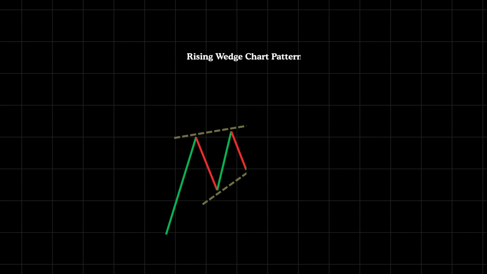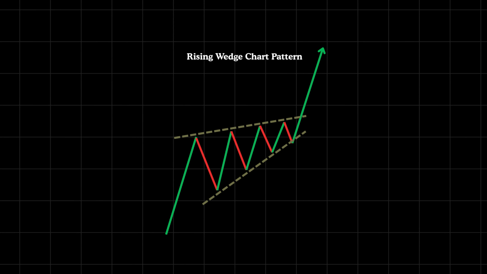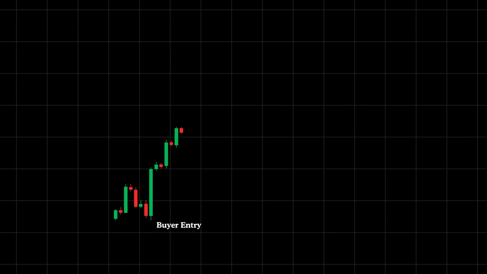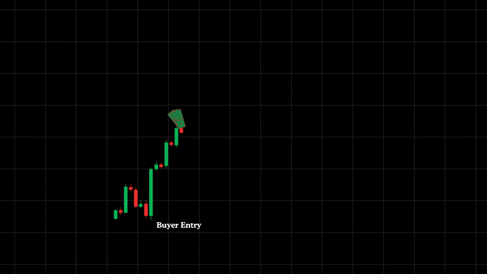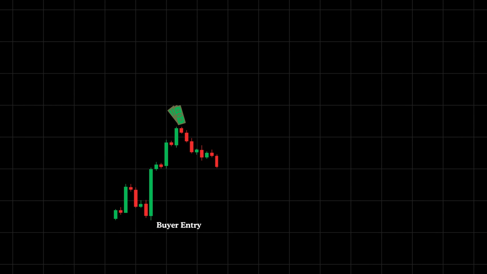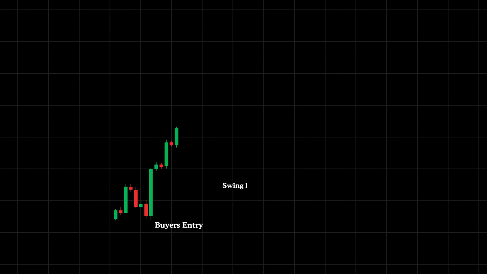Let's first understand how the rising wedge chart pattern develops. In this setup, buyers step in strongly at lower price zones and push the market upward. Once the price climbs to higher levels, early buyers who entered from below start taking profits. This profit booking causes a small correction, pulling the price down slightly and forming a swing low on the chart.